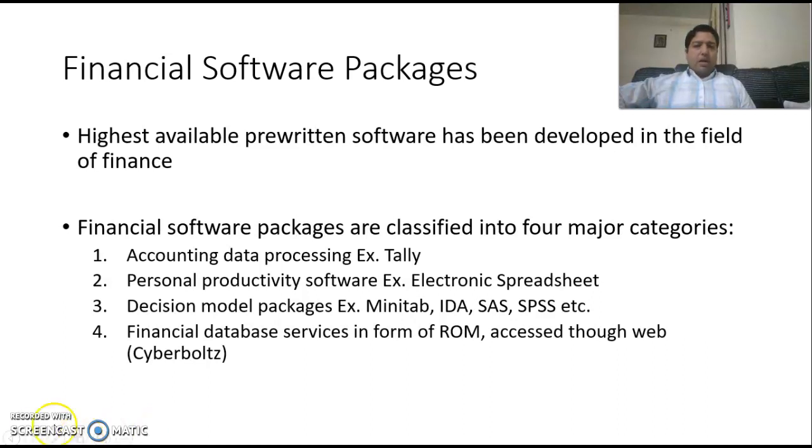Number one, accounting data processing. A very famous example of this is Tally. Within Tally, we prepare so much data. For example, we can prepare the different books of accounts very easily with the help of the software. Then personal productivity software is called an electronic spreadsheet. When simple Excel or a spreadsheet is used for the financial system, there are different tools available for decisions based on that.